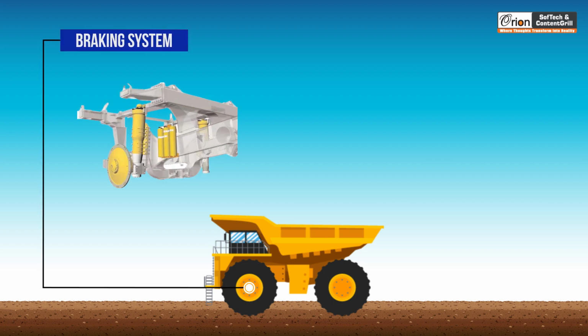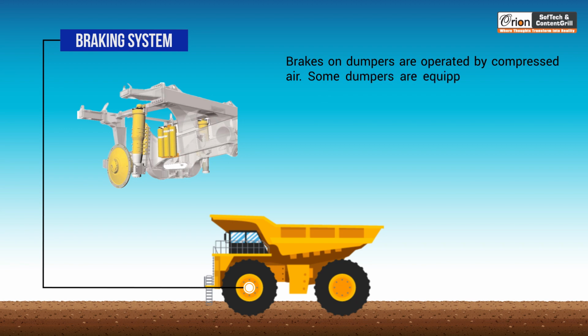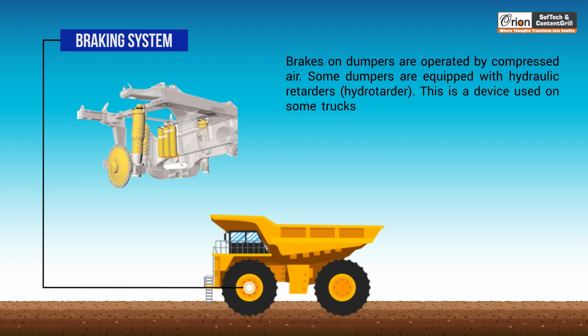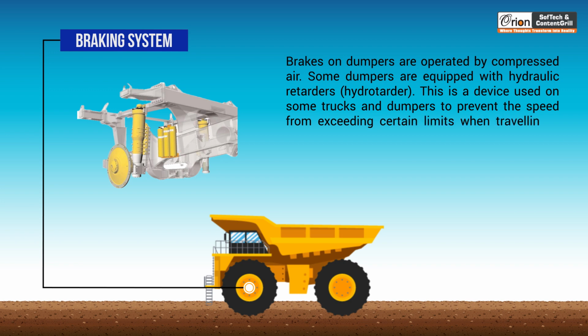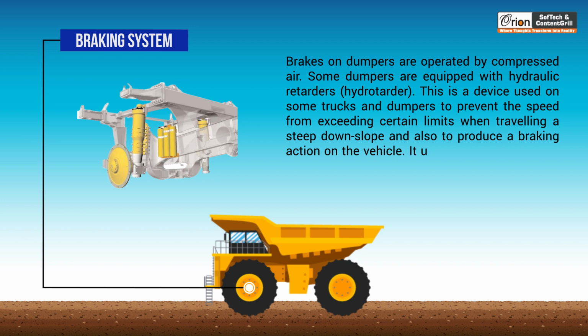Braking system. Brakes on dumpers are operated by compressed air. Some dumpers are equipped with hydraulic retarders, that is, hydrotarder. This is a device used on some trucks and dumpers to prevent the speed from exceeding certain limits when traveling a steep down slope, and also to produce a braking action on the vehicle. It uses hydraulic friction to produce the braking action.